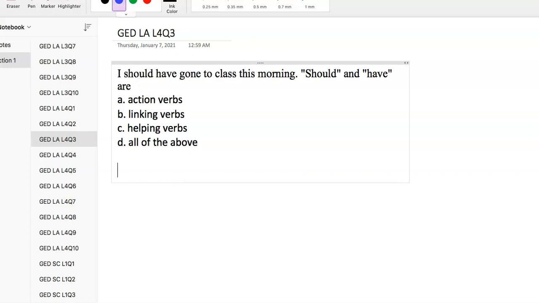Okay, so how do we know that? Helping verbs assist the main verb in getting the tense correct. Linking verbs, on the other hand, are verbs that describe the subject, such as is, feel, look, and so on. Action verbs, not surprisingly, describe an action, such as run or hit. So anyway, in this case, helping verbs.